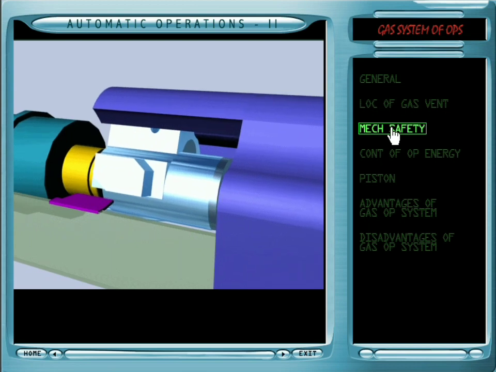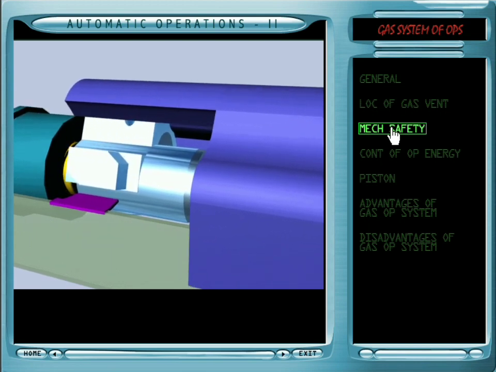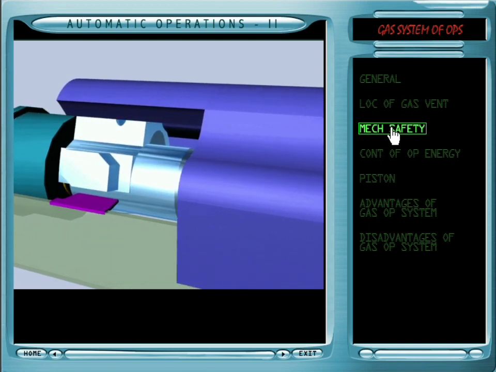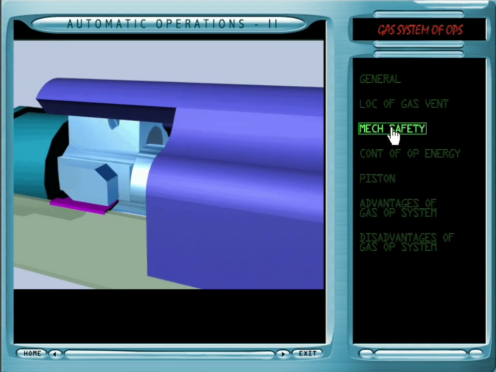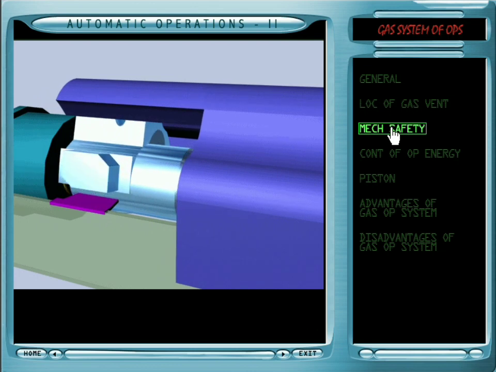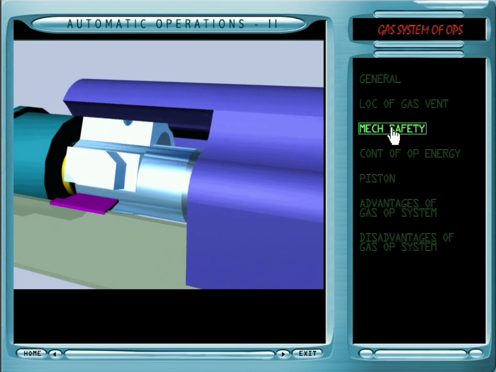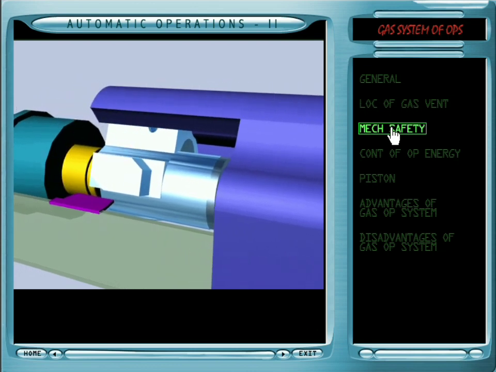The location of the gas vent is so made that it provides a certain amount of delay. This delay, which is provided, ensures that at the time of unlocking, a pressure of 2 tons per square inch or less has been achieved in the chamber.